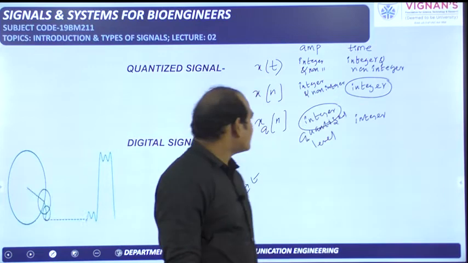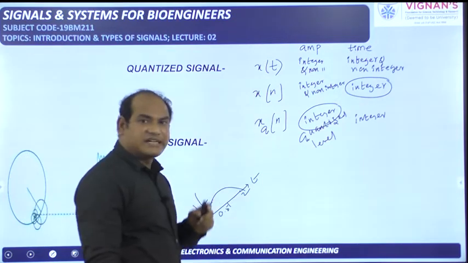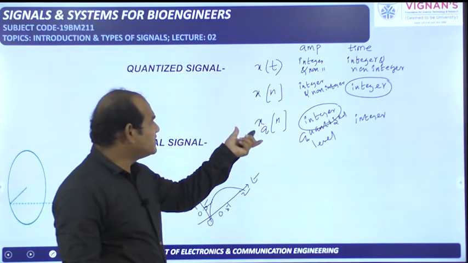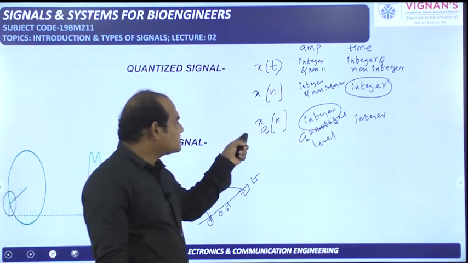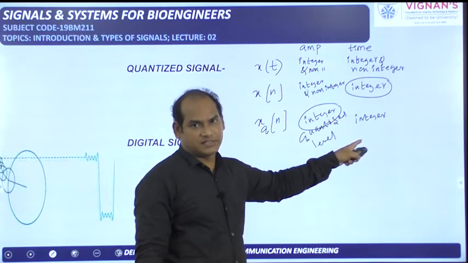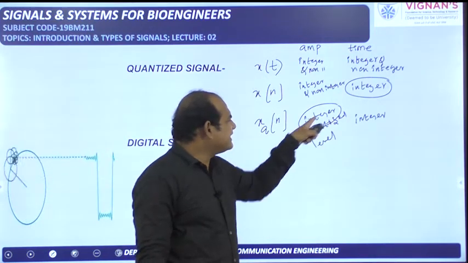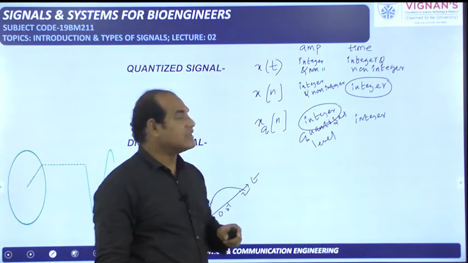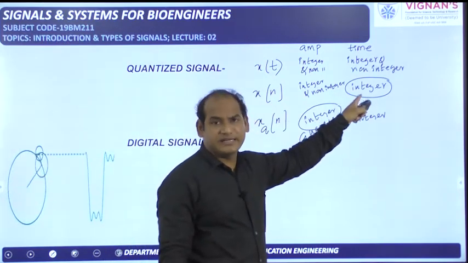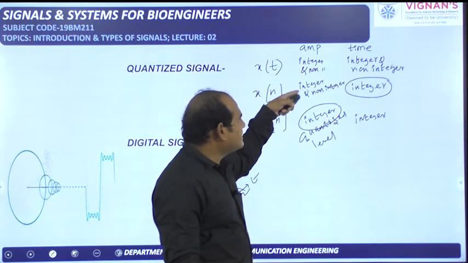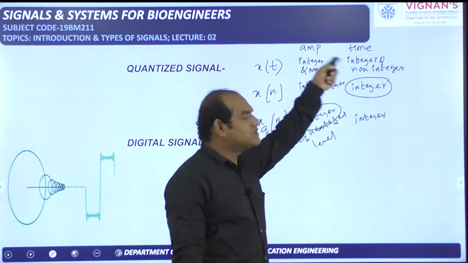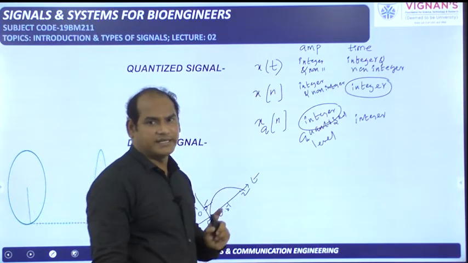Okay. So this is a comparison table I can give. From this you will be able to define any one of these three signals. Quantized signal means amplitude is integer and time is also integer. Here integer in the sense we can take any quantized level. Next, discrete time signal means time should be integer only, but amplitude can be integer and non-integer. And continuous signal means both amplitude and time can be anything, non-integer or integer.